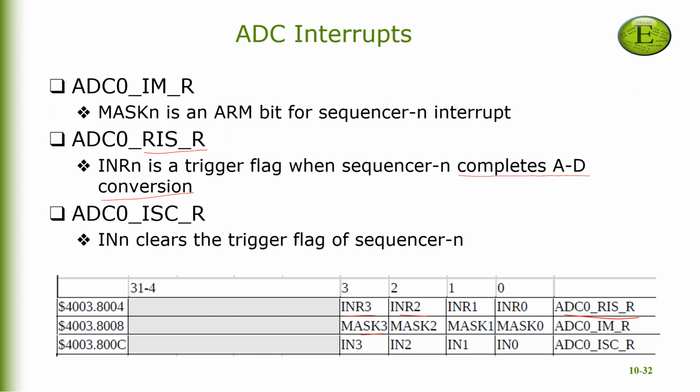So if sample sequencer 0 can interrupt the microprocessor, that is, we have set this mask 0 bit to 1, then when the sample sequencer generates an output sequence for digitization, and when the ADC has completed the analog to digital conversion and has stored the data into the corresponding FIFO buffer, that is FIFO buffer number 0, then this bit is automatically set to 1. So it is automatically set to 1 by the hardware as a trigger flag, signaling the end of completion.